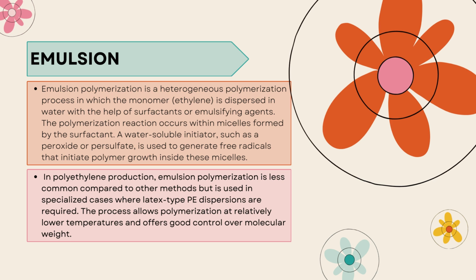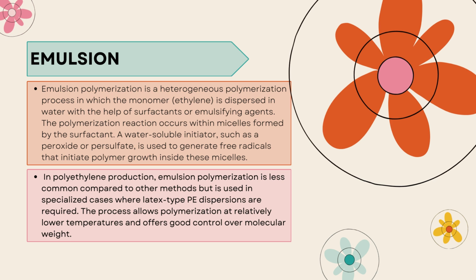Now we go to emulsion. What is emulsion? Emulsion polymerization is a heterogeneous polymerization process in which the monomer ethylene is dispersed in water with the help of a surfactant or emulsifying agent. The polymerization reaction occurs within micelles formed by the surfactant. A water-soluble initiator, such as a peroxide or persulfate, is used to generate free radicals that initiate polymer growth inside the micelle.